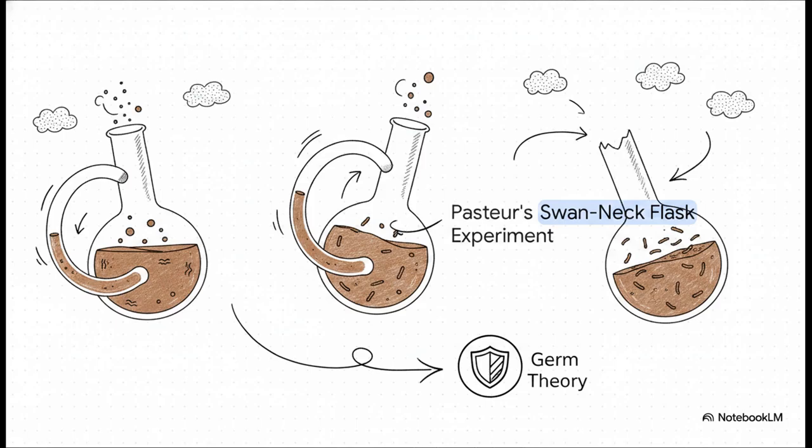He boiled broth to sterilize it, right? And the unique S shape of the flask's neck let air in, but it physically trapped dust and fungal spores in the curve. So the broth stayed perfectly clear, no growth. But the moment he broke the neck or tilted the broth into that curve, boom, bacteria grew. This elegantly proved that microbes come from the air, not from spontaneous generation out of nowhere. It literally laid the entire foundation for the germ theory of disease.